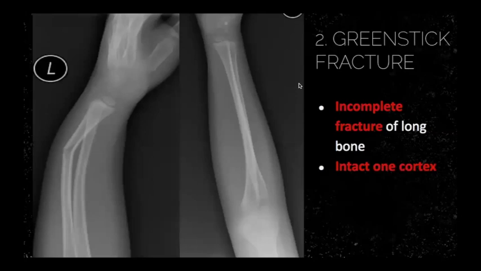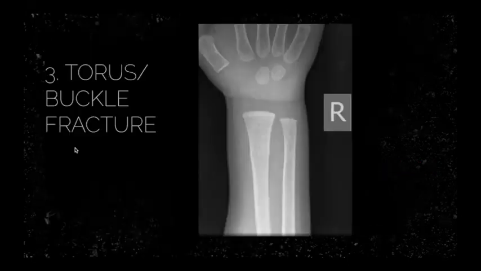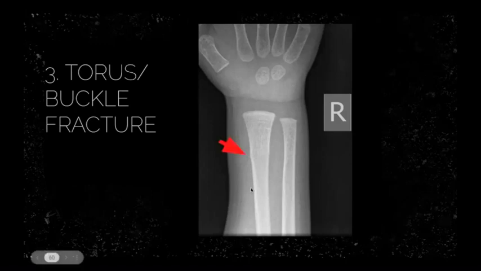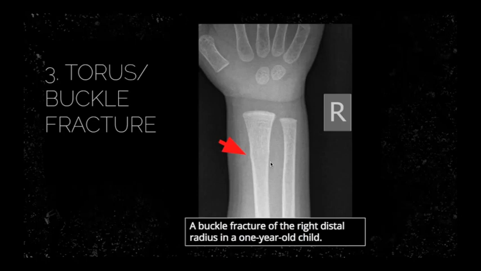Right, so this is a greenstick fracture. It's basically an incomplete fracture of the long bone, and one of the cortices is intact. Okay. So this is a torus or buckle fracture. At one glance, probably we can say this is a normal radiograph, but if we scrutinize further, we can see that there is a bump at the distal radius. So this is actually a buckle fracture of the right distal radius.